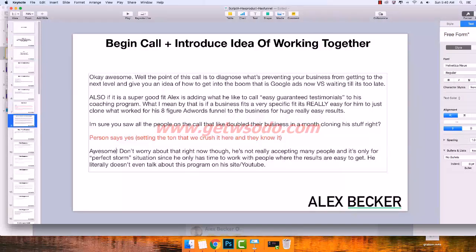At this point, we're going to say, awesome, don't worry right now. He's not really accepting many people, and it's only for perfect storm situations. And saying right now, hey, this is a great fit for you, that's not going to make any sense because we need to get down and diagnose exactly why your business isn't able to scale, why you're not able to grow this with your current funnel. So let's begin.